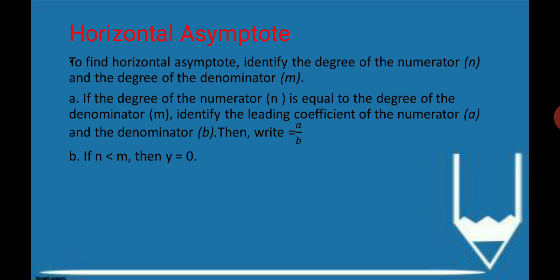Second is if n is less than m. If the degree of the numerator is less than the degree of the denominator, then the horizontal asymptote is 0. So it is always 0. Third instance is if n is greater than m. If the degree of the numerator is greater than the degree of the denominator, then there is no horizontal asymptote.